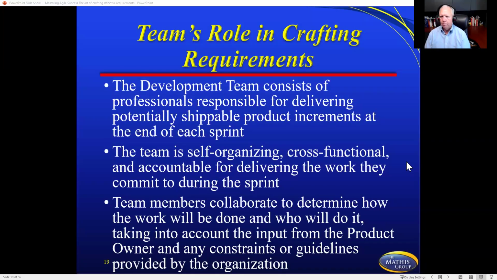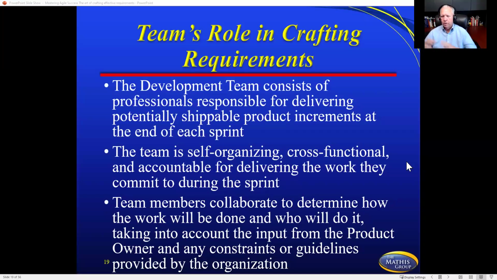Now let's talk about the team. This team is a high functioning team. This team is not waiting for permission. This team is not asking permission. They are running wide open to try to execute this project. So the development team consists of professionals responsible for delivering potentially shippable product increments at the end of each sprint. So they're not there trying to ask permission. They're not trying to control the project like what we would do in a traditional project, okay? They're trying to execute. Their goal is execution all the way through.